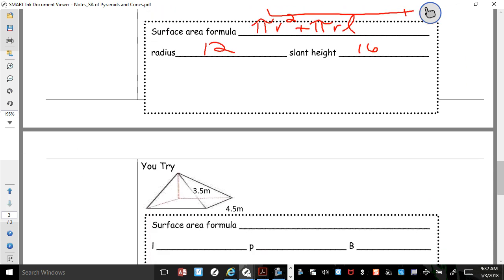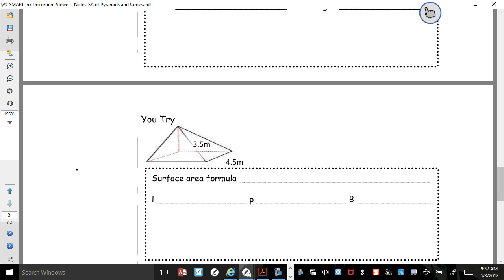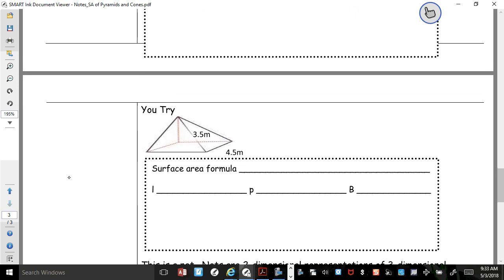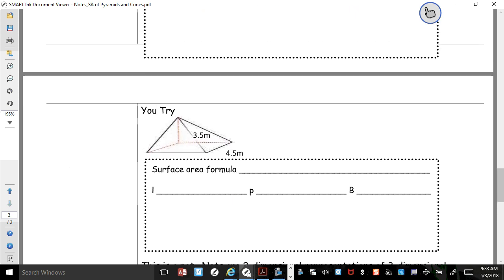All right, you try that one. Square pyramid. You try that one, and I'll get your test while you're trying that one. All right, you guys try that one.